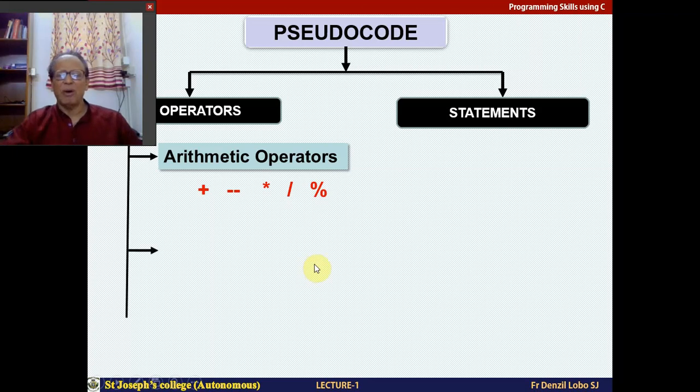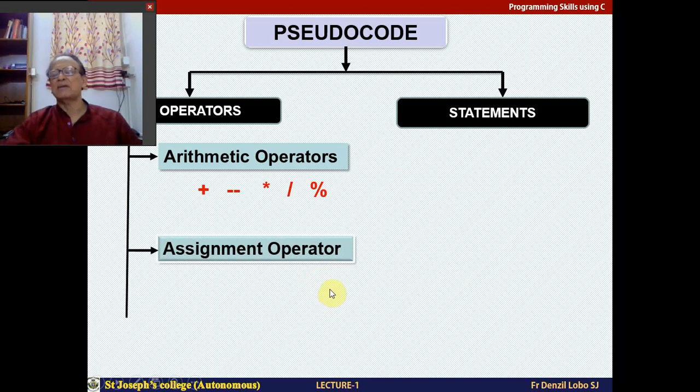The second set of operators is the assignment operator. It is represented by a back arrow symbol.